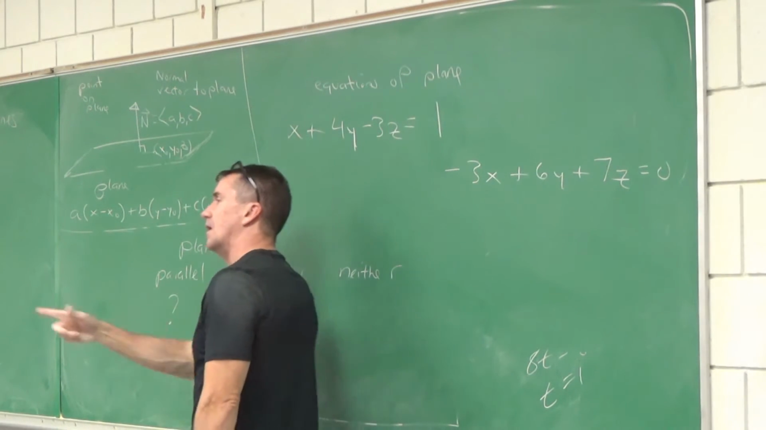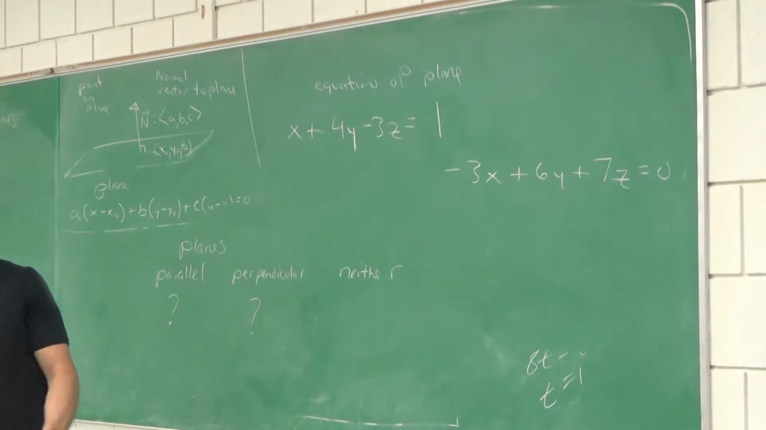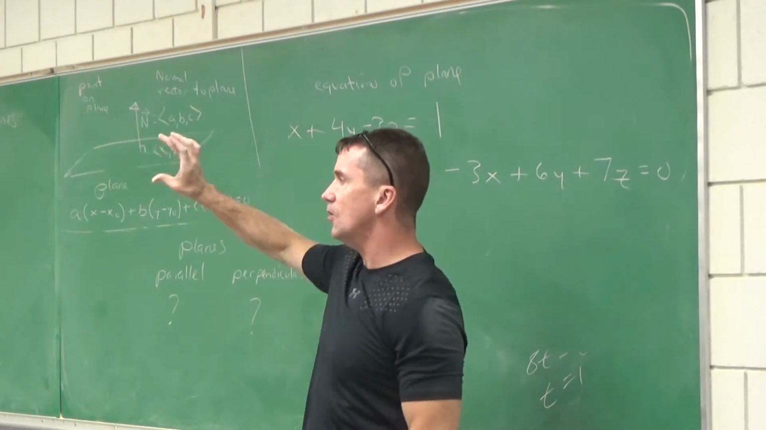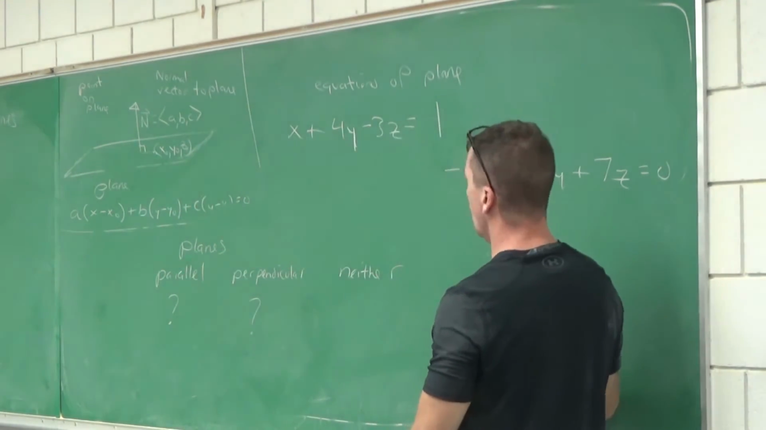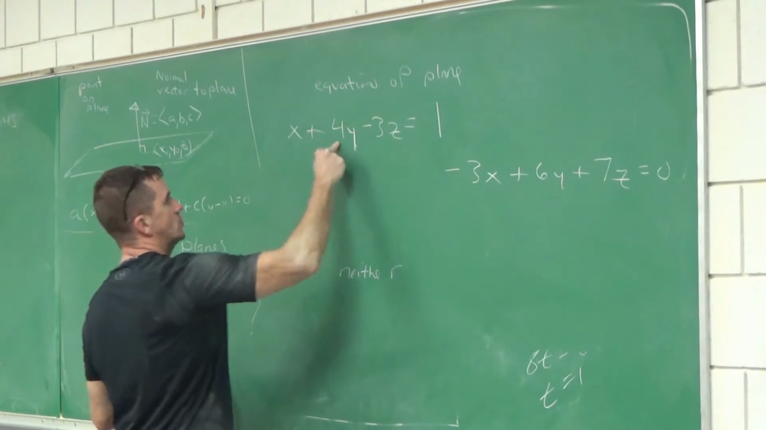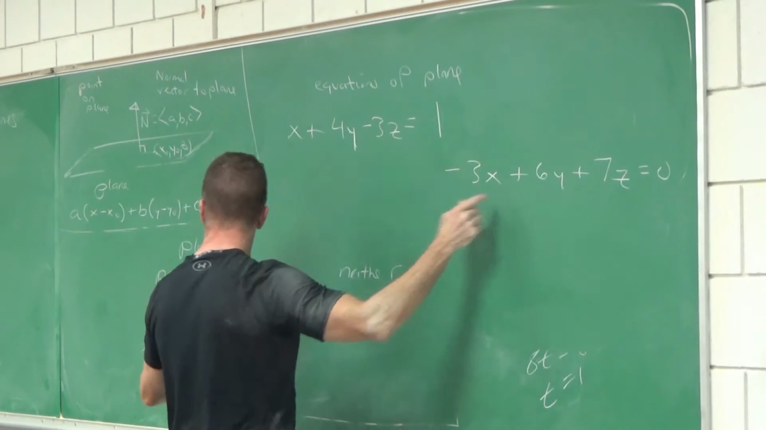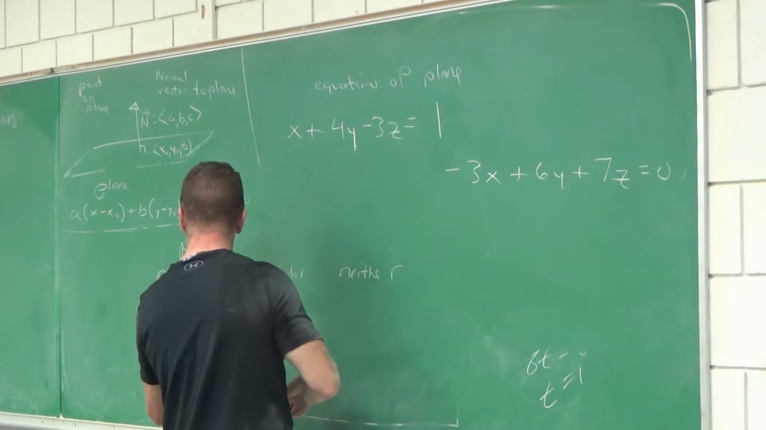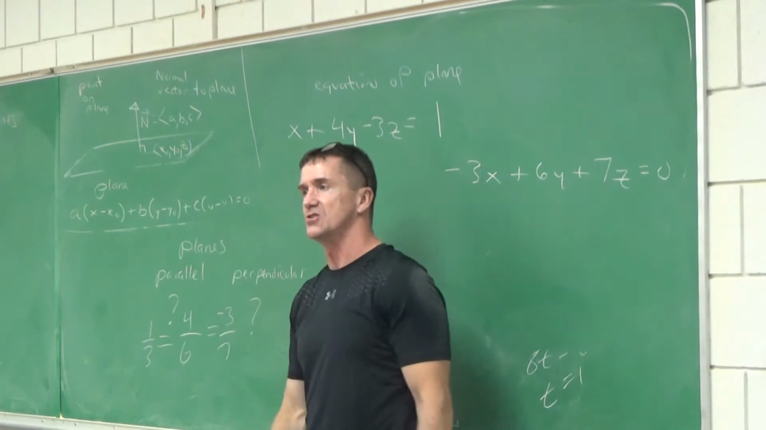But what if that's not true? How do you know if they're parallel? They have the same components. Yes! The corresponding components, all those ratios would be equal. So there's no way these are parallel. Look. Is 1/3 equal to 4/6? No. This would have to hold true, and those ratios are not equal.